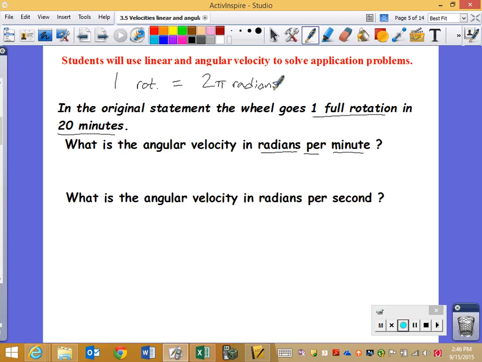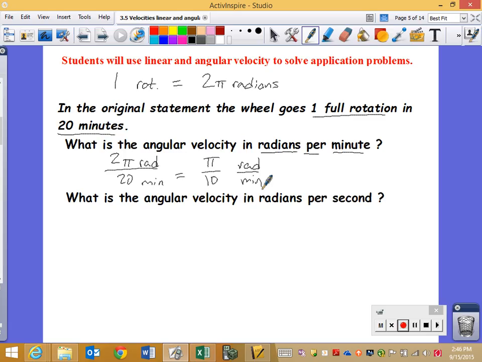So when this problem says it goes one full rotation in 20 minutes, we can also think of it as going 2 pi radians in 20 minutes. So we know then that our angular velocity is 2 pi radians per 20 minutes, or simplifying down, pi over 10 radians per minute.